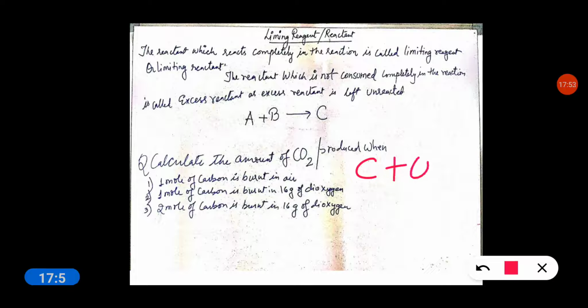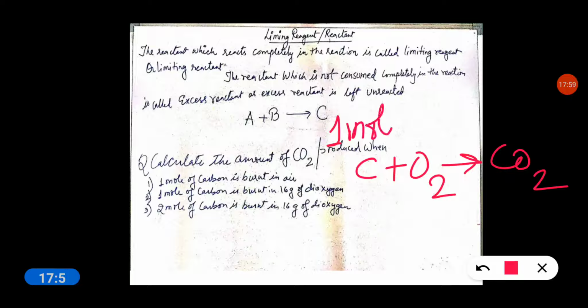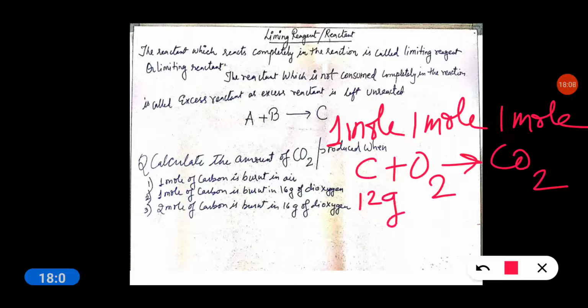C plus O2 gives CO2. What information are you getting? 1 mole, 1 mole, 1 mole. In grams, 12 gram, 32 gram, 44 gram, right?